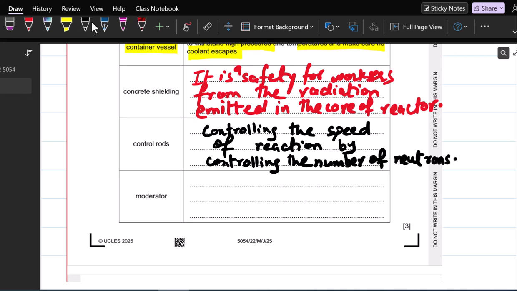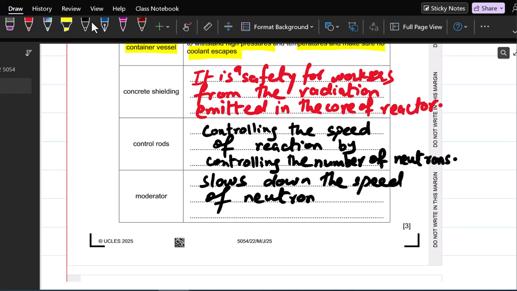So moderator slows down the speed of neutrons.